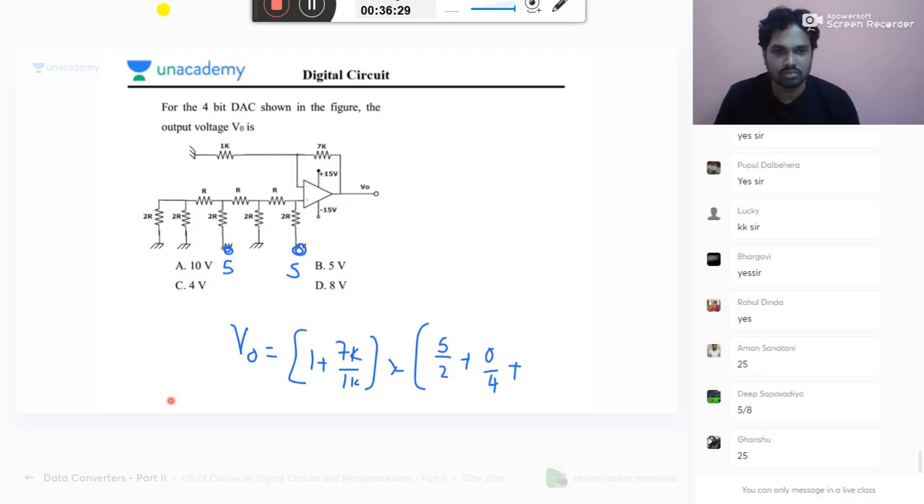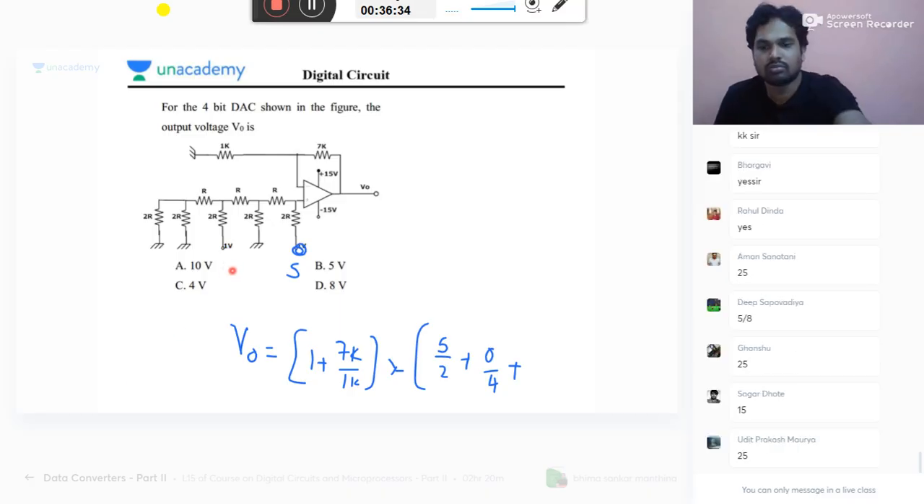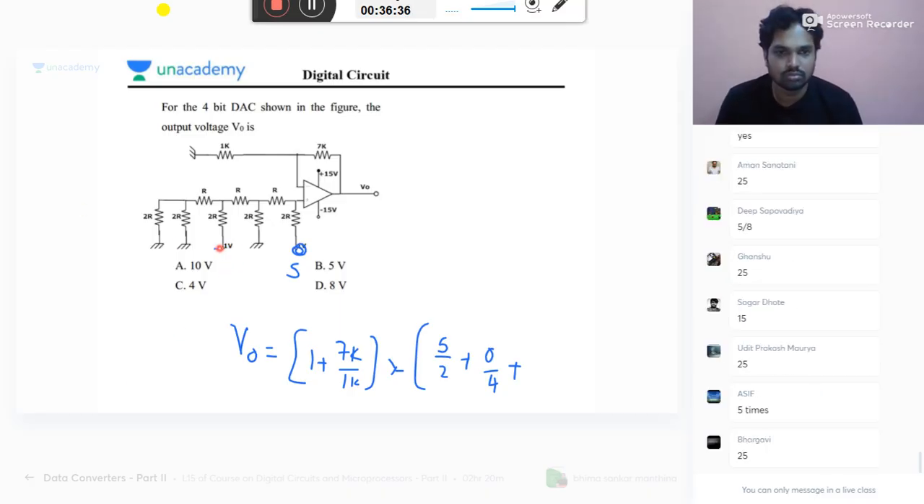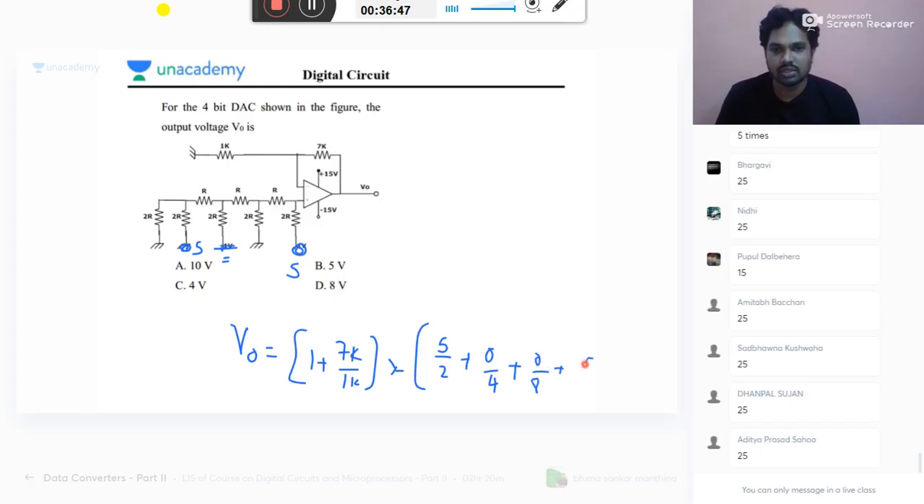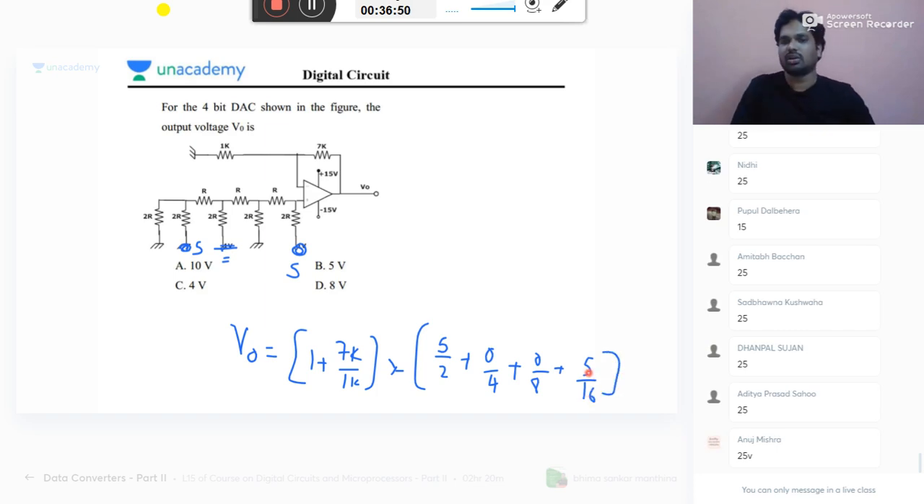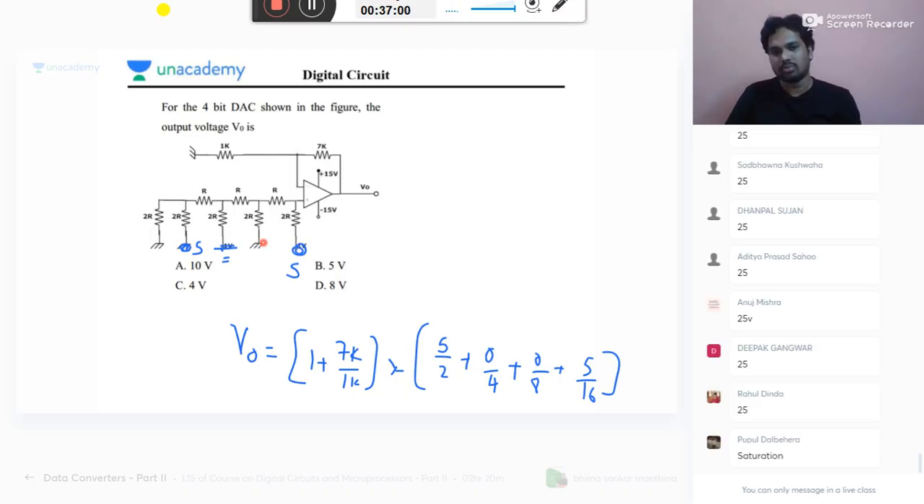One minute. Let me give you a different way to take this. One minute, please. Okay. 5 by 2, 0 by 4, 0 by 8, and 5 by 16. Whatever you get, take it. The answer doesn't matter. I want to give you the concept properly. The shortest way to do this question is gain into whatever the input here by 2, input here by 4, input here by 8, by 16. Okay, here it has given 15 volts. Take it as some 30.